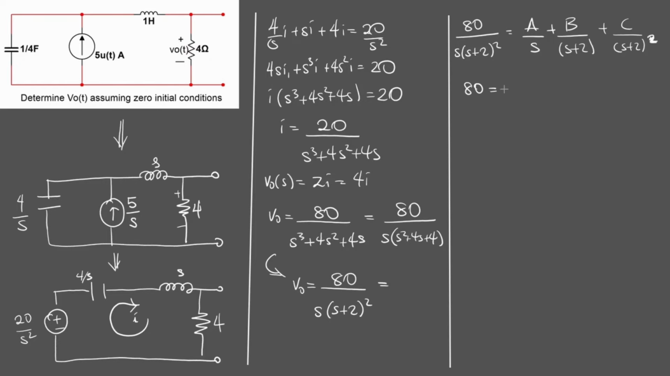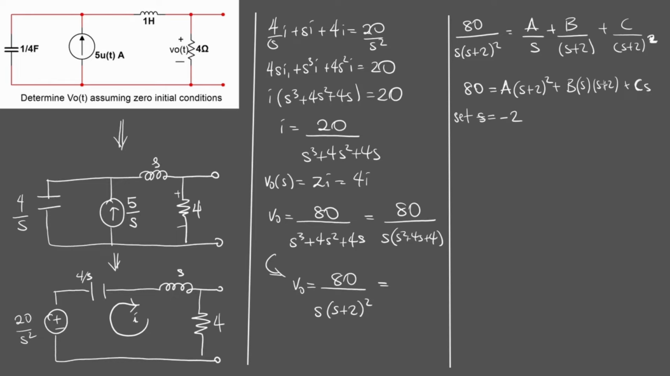So this is going to be just 80. So A over s times (s plus 2) all squared is going to give us A(s plus 2) all squared plus B(s plus 2) plus Cs. This is a really cool trick now. So we're going to set s to be equal to minus 2. Why are we doing that? If we set s to minus 2, this is going to be minus 2 plus 2. This guy goes to 0.